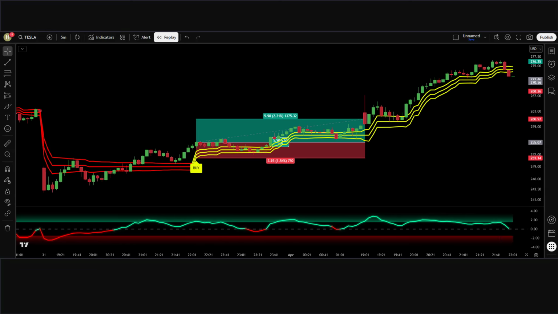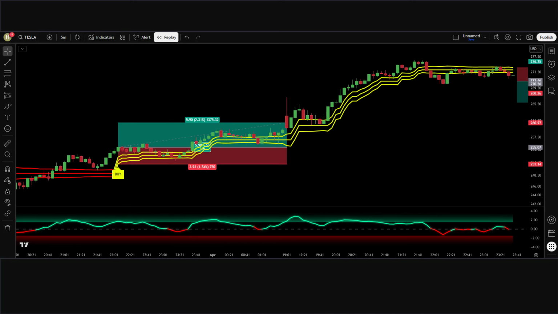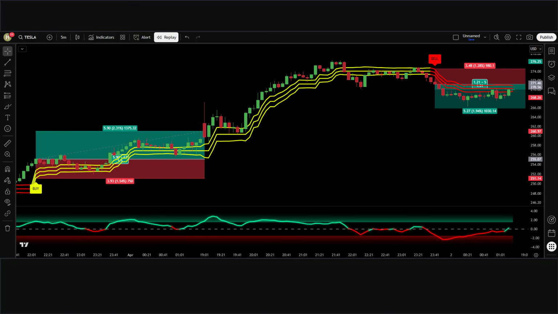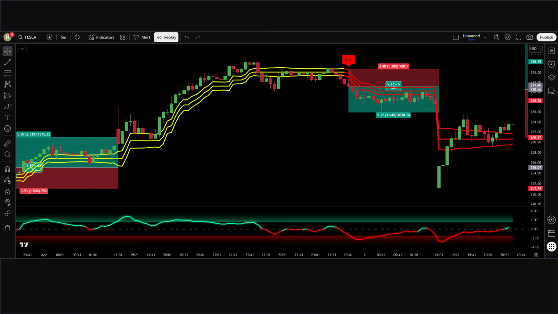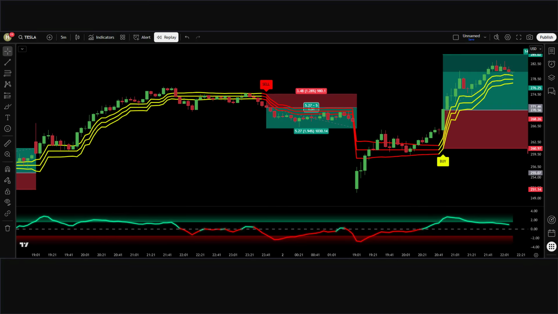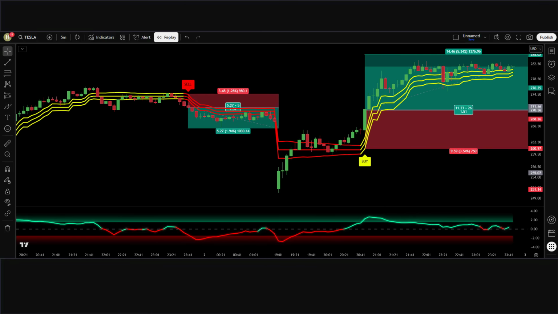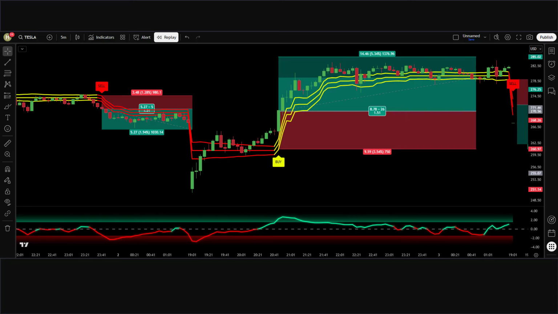You can customize the ATR period, Bollinger Band settings, and even the signal sensitivity to fit your personal strategy. If you're tired of lagging entries and want a smarter way to trade volatility, this free TradingView indicator is definitely worth adding to your toolkit.